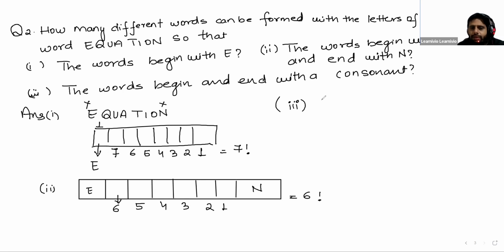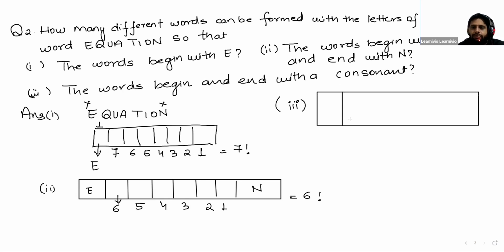Third is the word begins and ends with a consonant. So that means you have again this block. You have 8 alphabets, 1, 2, 3, 4, 5, 6, 7. The word begins and ends with a consonant, so here you must have a consonant, here you must have a consonant. So from this, how many vowels and consonants do we have? We have this word, we have this equation.